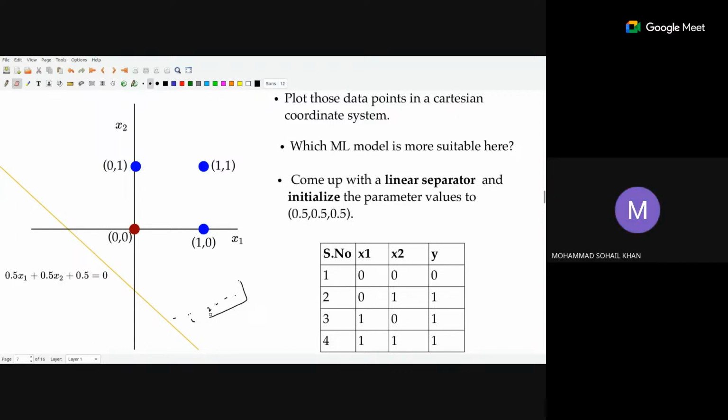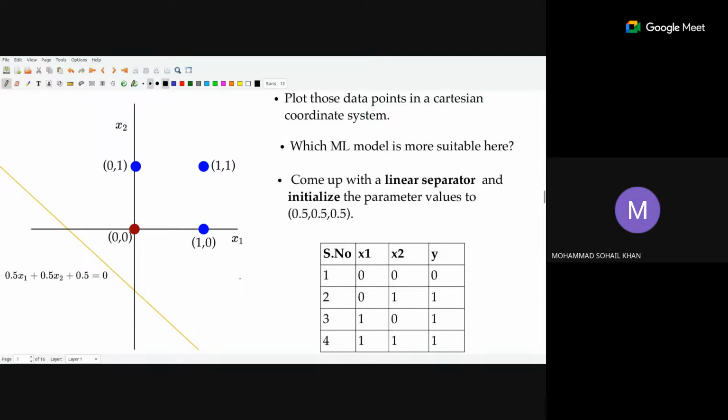Sir, can you please tell me what a linear separator is? So linear separators are straight lines which separate the data into two halves. Here we have 4 data points, right? Three belong to one class and one belongs to the other class. A linear separator will separate this data into two classes, so one on one side and the other on the other side.